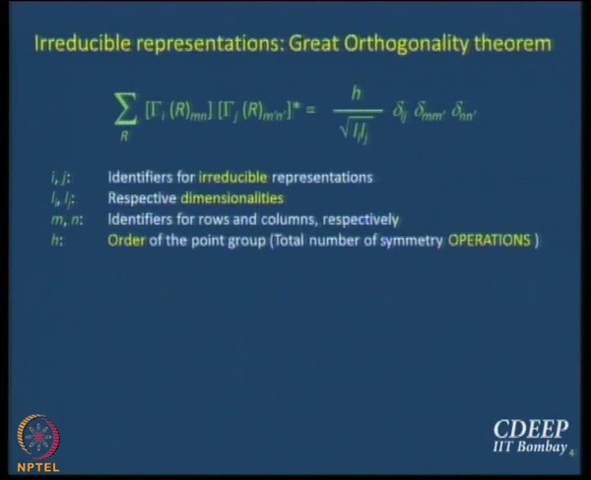So when all this is satisfied, what do you have on the right hand side? You have h divided by the square root of li. And then what do I have on the left hand side? Sum over R, gamma i R mn, because there is no Kronecker delta mn, then you cannot write j anymore, you have to write i, gamma i R mn, star of that if it is a complex quantity.